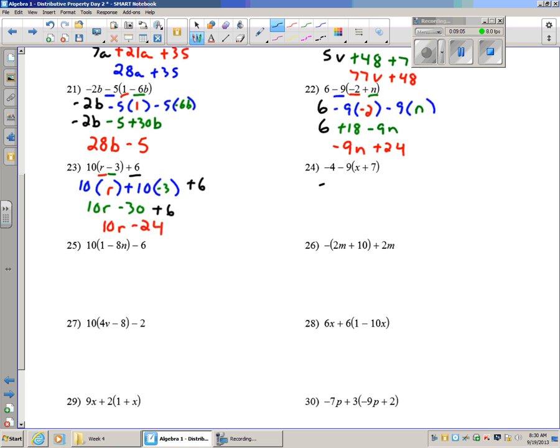Number 24, the negative 4 just drops down. You have the negative 9 times two different quantities. The first term is x, and the second term is 7. Again, the negative 4 just drops down. Negative 9 times x is negative 9x. Negative 9 times 7 is negative 63. You list your letters first. That's negative 9x. And negative 4 and negative 63, that's negative 67.